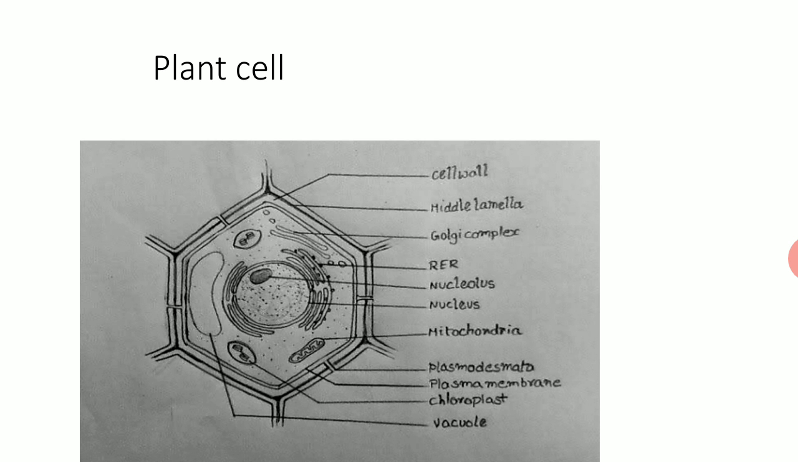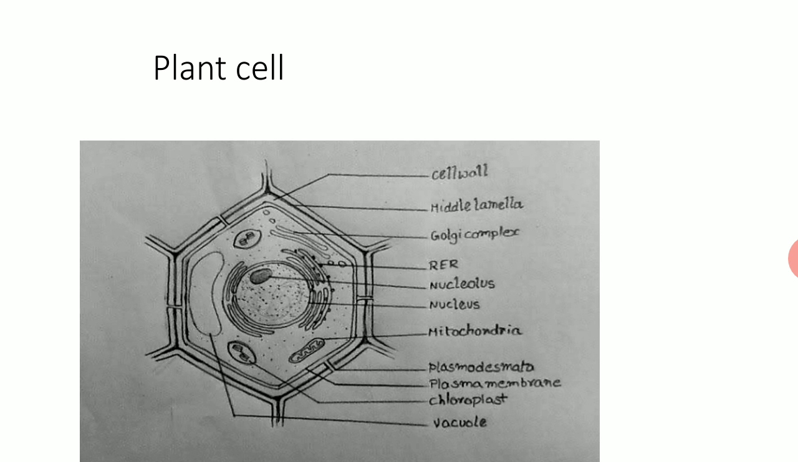Here, if we take this plant cell, the outer covering is called the cell wall. This cell wall will be absent in the animal cell. The main difference is that the cell wall is present only in a plant cell and not in the animal cell. The outer covering is the cell wall, and the next layer after it is called the middle lamella.